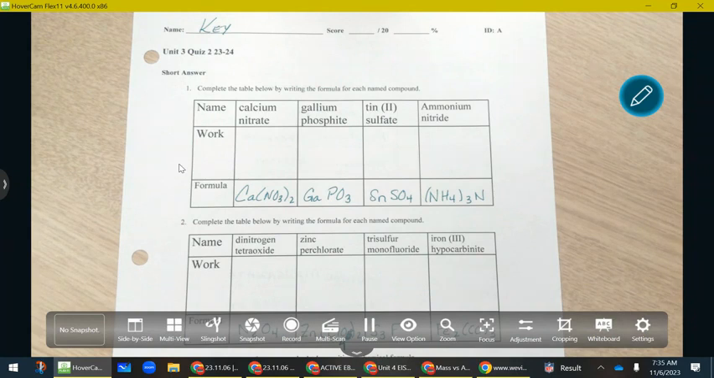Okay? Calcium is a +2. Nitrate is a -1, so we end up with CaNO3 in parentheses with a 2 by it. Questions?